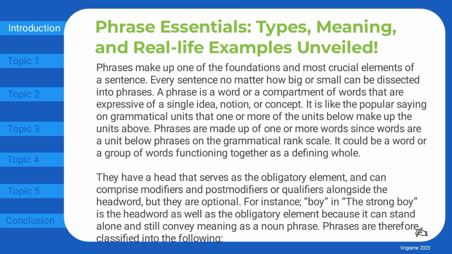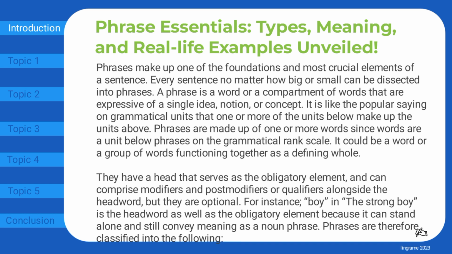It is like the popular saying on grammatical units that one or more of the units below make up the units above. Phrases are made up of one or more words, since words are a unit below phrases on the grammatical rank scale. It could be a word or a group of words functioning together as a defining whole. They have a head that serves as the obligatory element, and can comprise modifiers and post-modifiers or qualifiers alongside the head word, but these are optional.